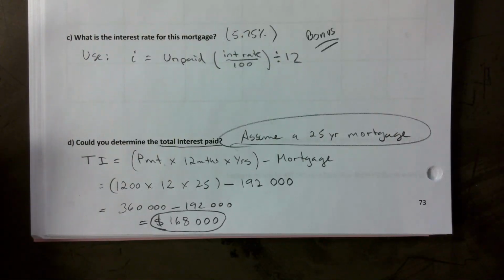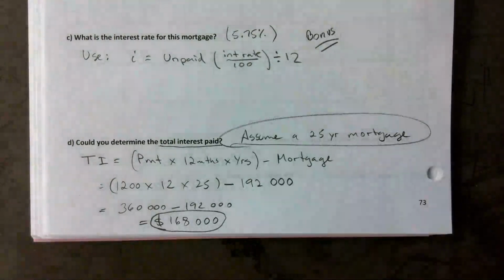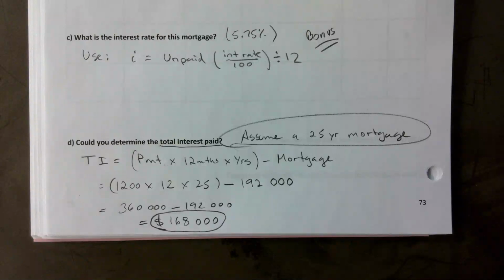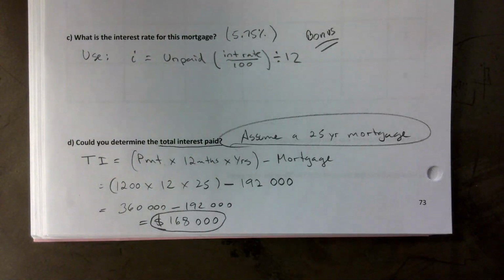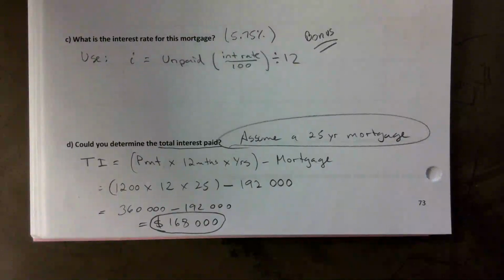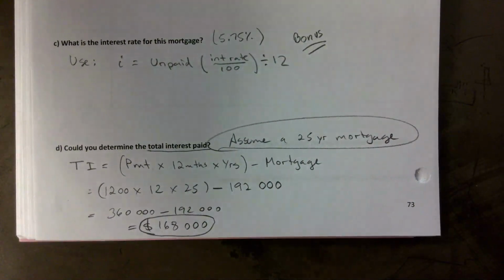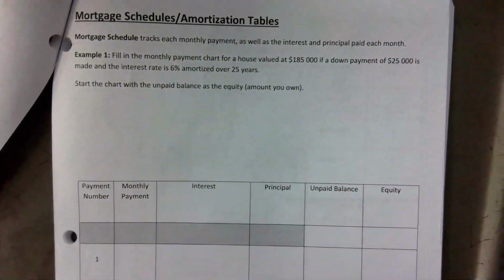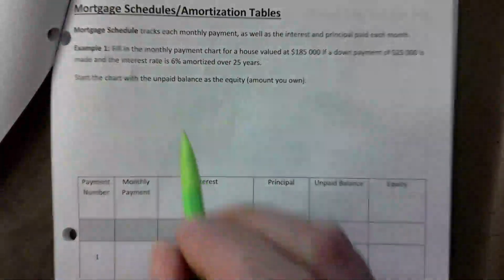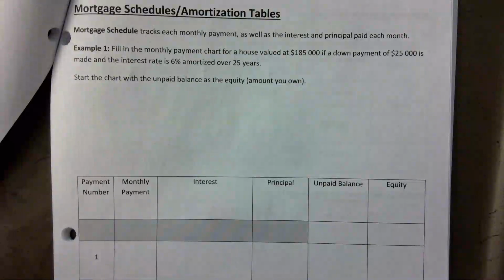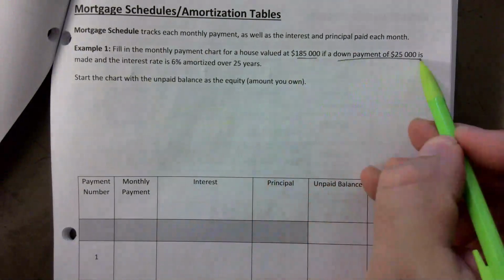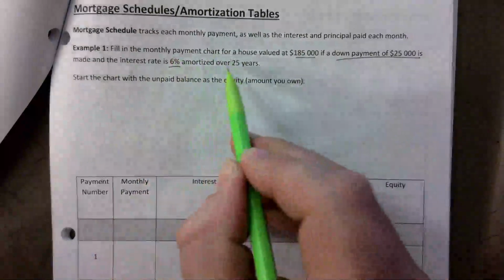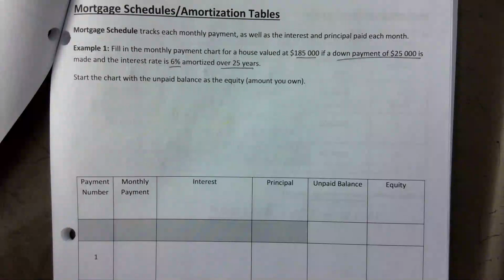So the next part, I'm just going to do the first row and hope that that's going to be enough to refresh your memory. And your homework is going to be to complete that one. That's all that I'm going to ask you to do. So let's go to 72. Fill in the monthly payment chart for a house valued at $185,000 with a down payment of $25,000, interest rate of 6% over 25 years.